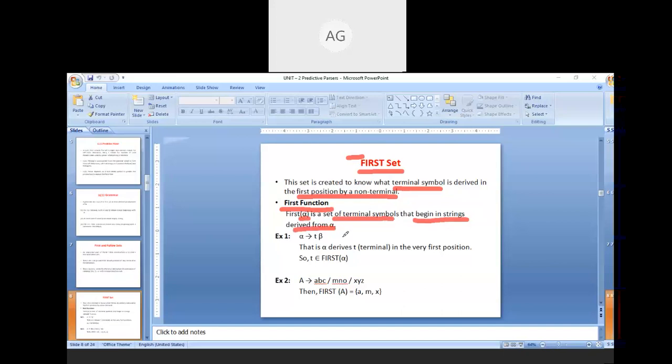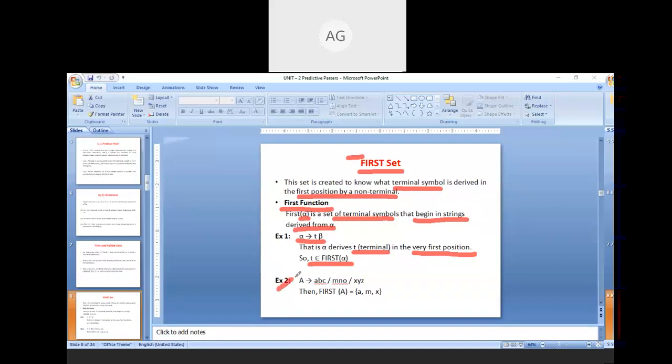As you can see from the first example, alpha produces T beta. So this is the production. Here alpha means the non-terminal, and T means the terminal, and beta can be terminal or non-terminal. So alpha derives terminal T in the very first position. So T belongs to first of alpha. Basically, in the calculation of first, we need to write the terminals. It can be explained much more in the second example.